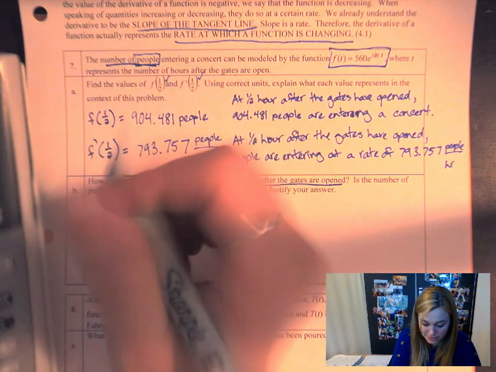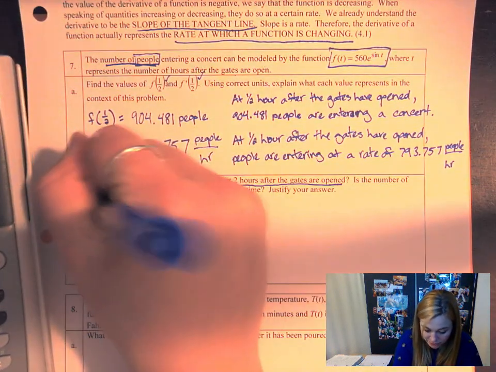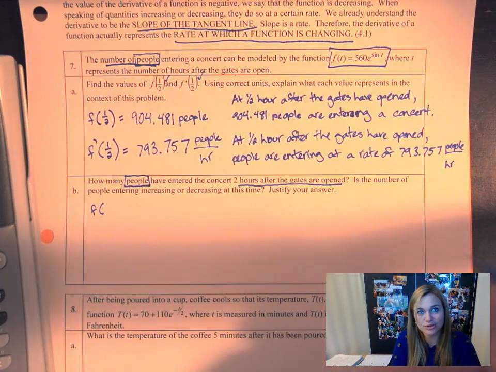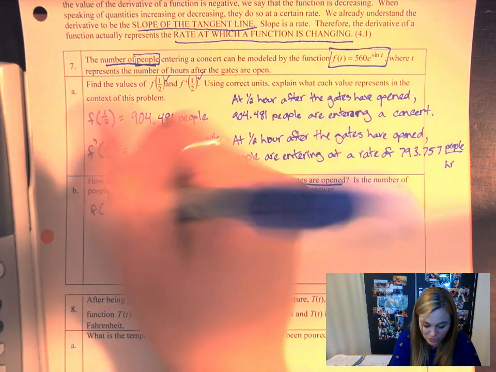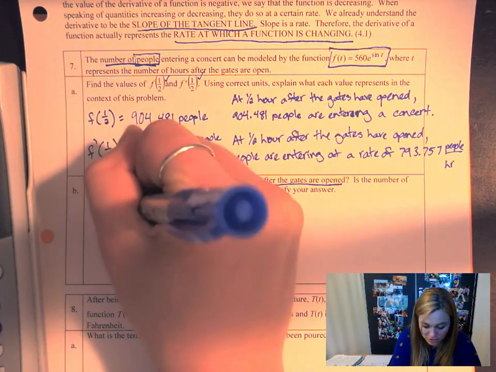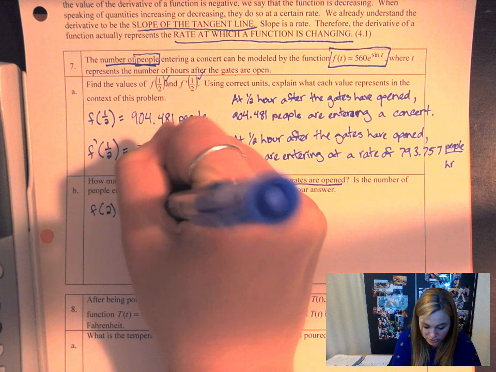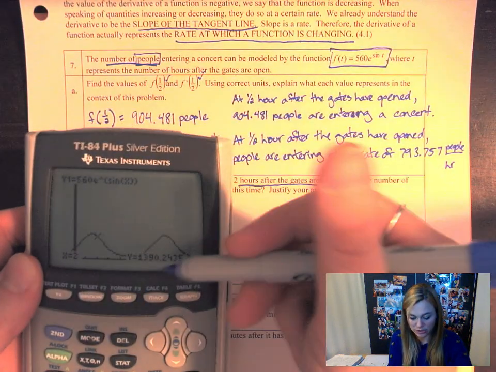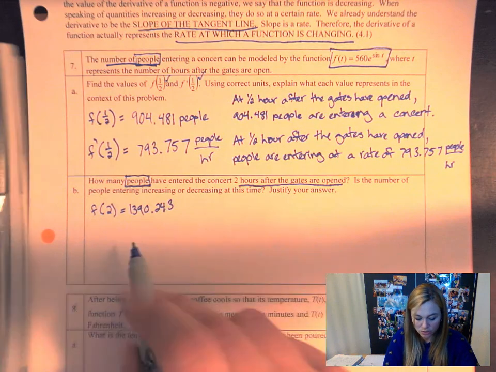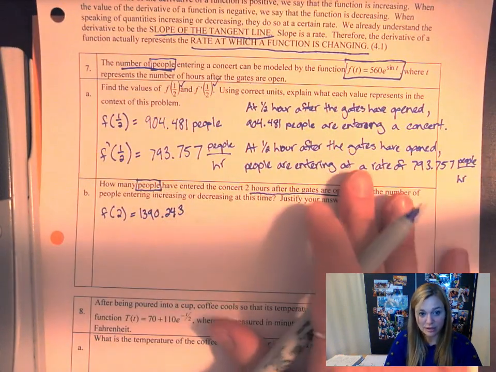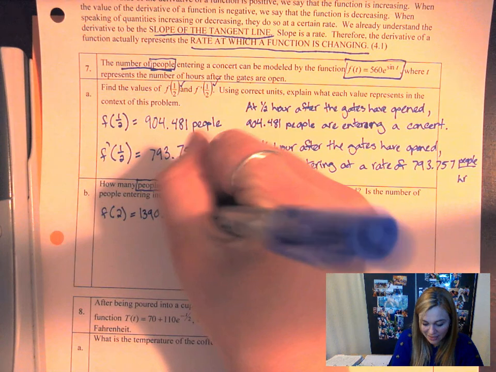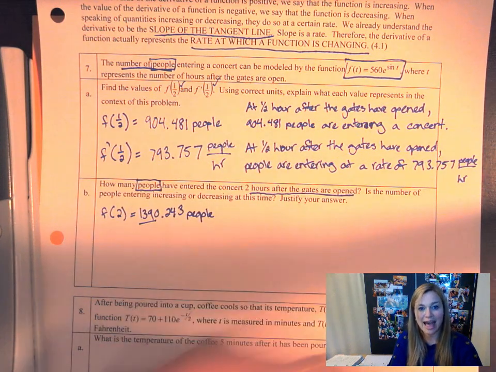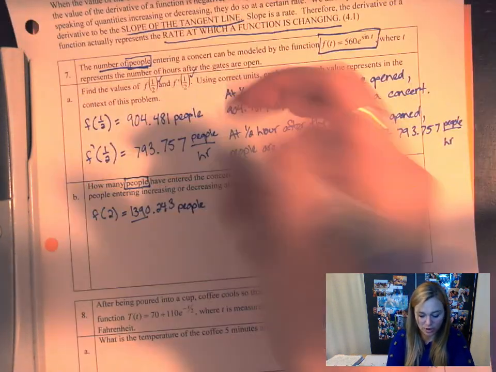And I get F of, and it says how many people have entered, so I can also say this many people have entered, but if I do F of 2, I get 1390.2435. So again, you could go up and say 0.244. So 1390.243, and this is people. And then when I'm explaining this, I can go down to just 1390 because that's how many people have entered. You're not going to do part of a person.